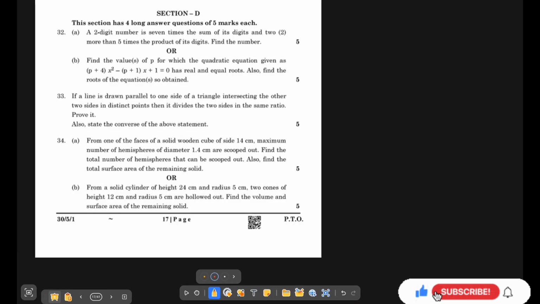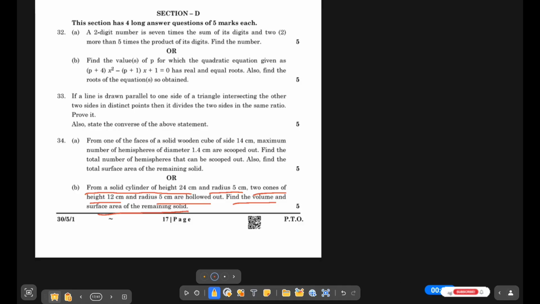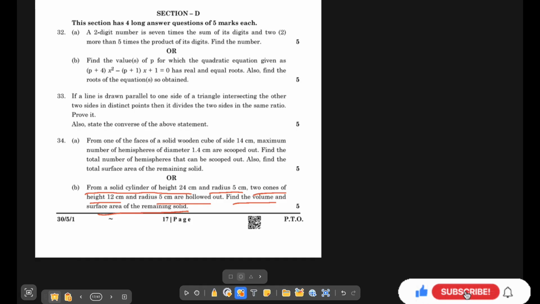Next, 34b question is: from a solid cylinder of height 24 centimeters and radius 5 centimeters, two cones of height 12 centimeters and radius 5 centimeters are hollowed out, that means they are taken out of it. Find the volume and surface area of the remaining solid. First of all, what is given: a solid cylinder of height 24 centimeters and radius 5 centimeters. Let's take the cylinder.